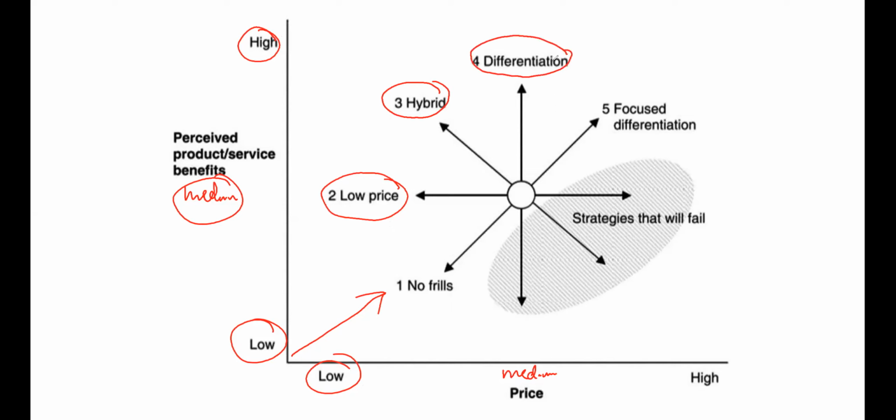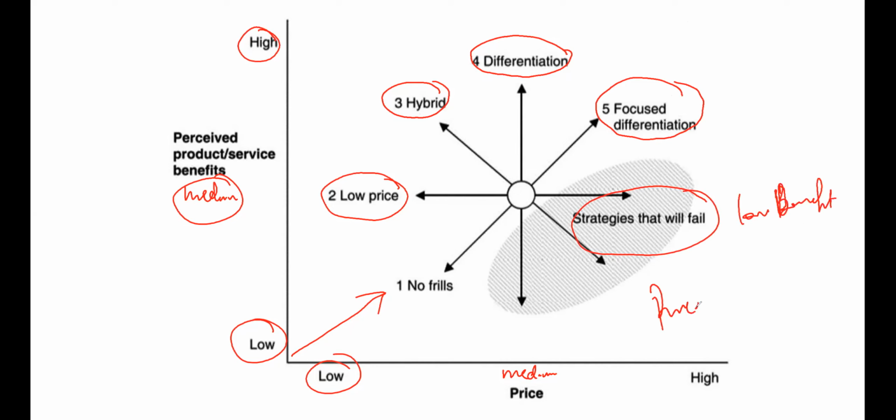So anything here is showing a low benefit, right? Anything here is showing a low benefit, but you see that the price is high. Can you see? Yes. So all these strategies, risky margins, and all that, they are destined for failure. Okay. So these strategies are destined for failure. So let's look at these strategies in turn.